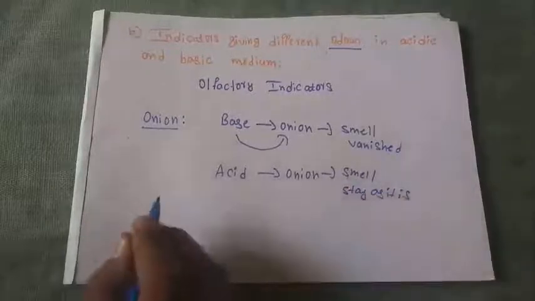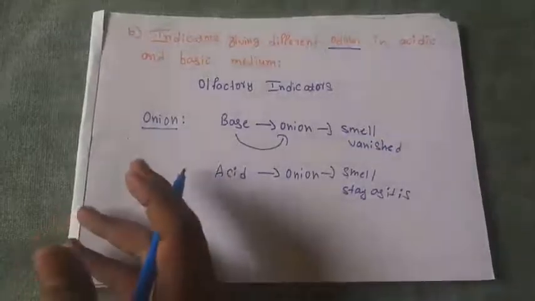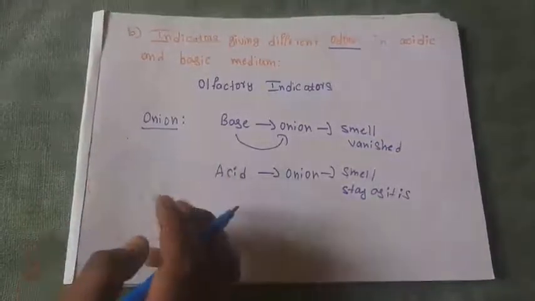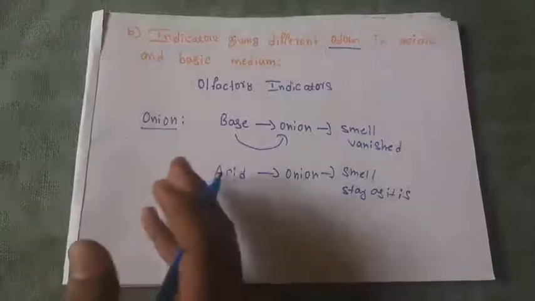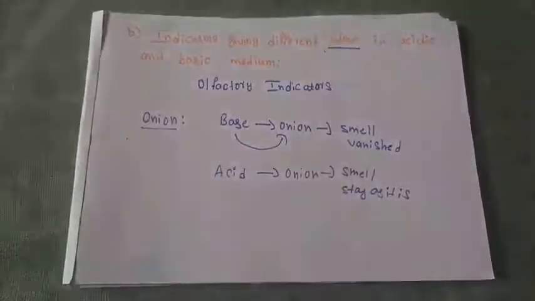This means if the smell of onion does not change after adding a substance, then that substance is acid. If after adding the substance the onion smell vanishes, then the given substance is base.